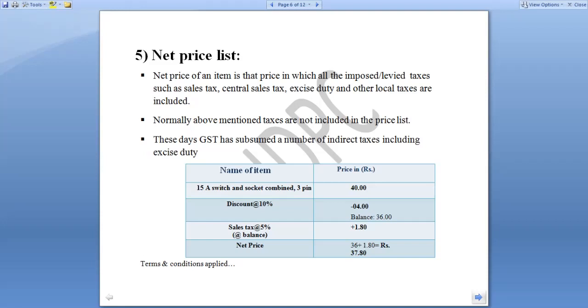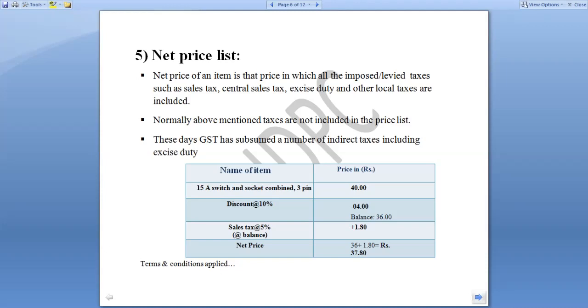Again, we have a format of the same. It's the name of the item. Here we've considered a combined 15 ampere switch and socket, a 3-pin one. Let the price be rupees 40. Now the supplier is giving a 10% discount on the price. That means a discount of 4 rupees. That means the balance would be rupees 36.